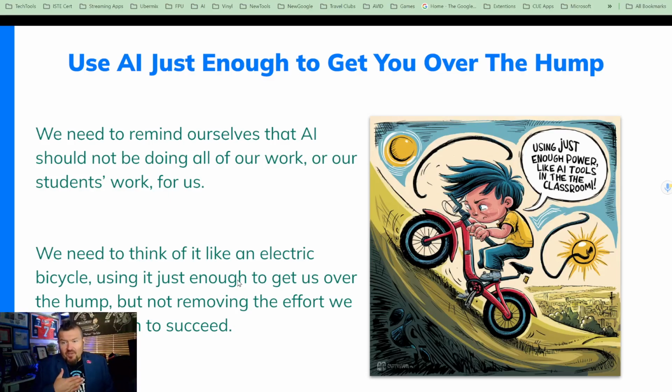And we need to acknowledge that as well as educators, because there's so many tools out there that promise to do all the work for you with very little effort on your part. We need to be careful not to fall in the trap of utilizing those tools because we wouldn't want our students to use tools that do all the work for them either.